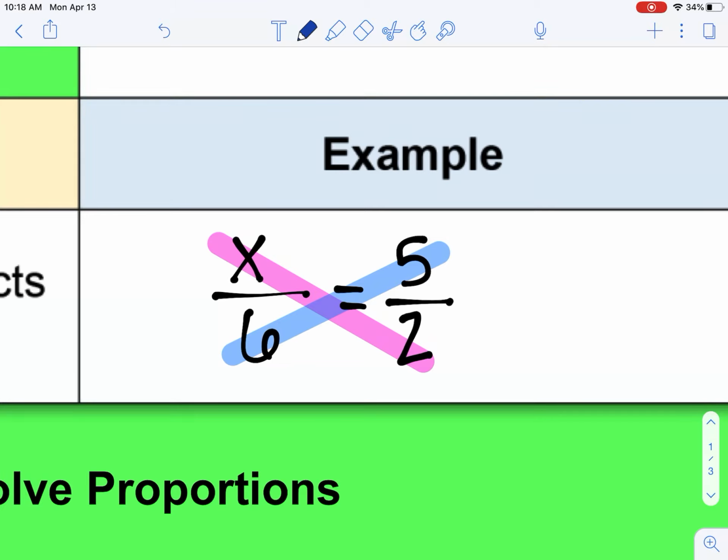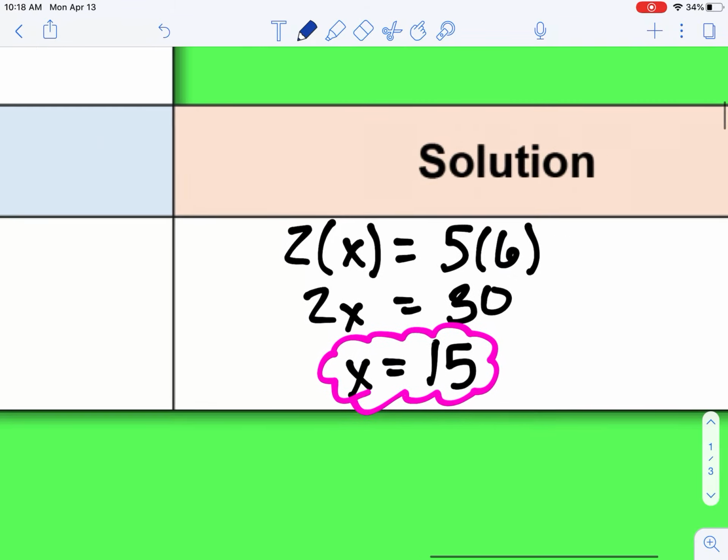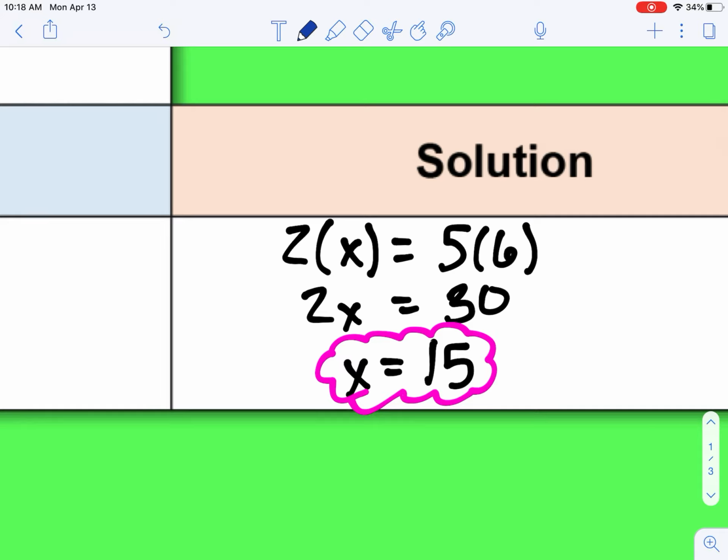So right now I'm doing 6 times 5 and 2 times x. On the top there you can see there's my 2 times x and my 5 times 6. So I'm going to go ahead and simplify that. 2 times x is 2x and 5 times 6 is 30. Then I'm going to use inverse operations to get rid of that 2. So I divide by 2 on both sides and I end up with x equals 15.